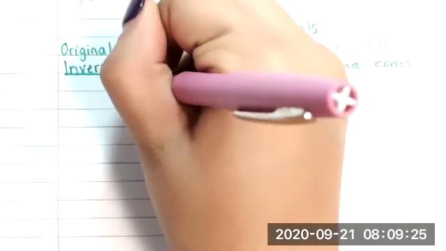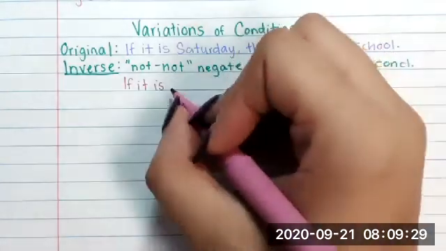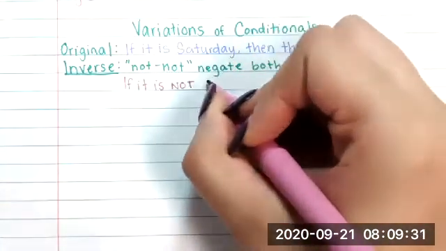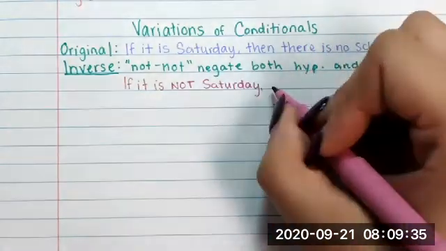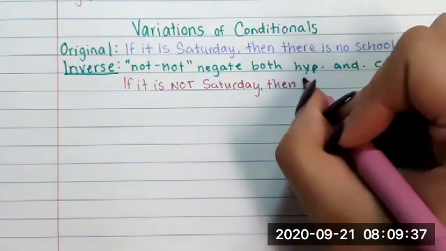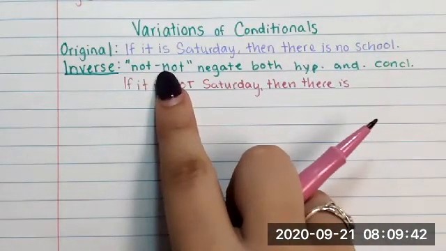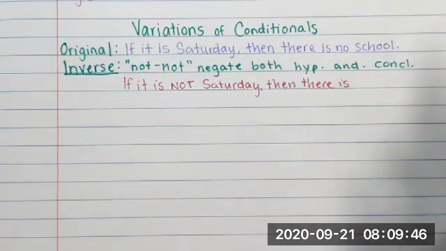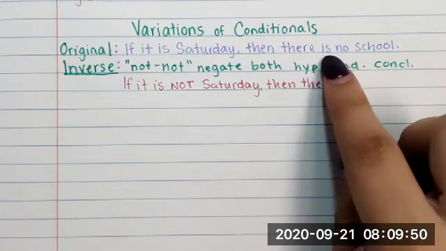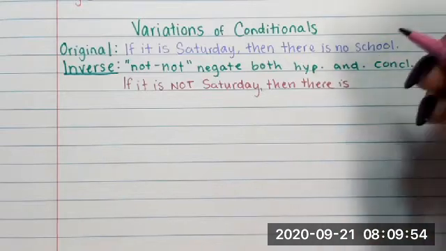if it is not, I got to put that not in there. If it is not Saturday, then there is not no school. Well, I wouldn't really say not no school. So if we're saying originally there isn't school, then we're going to say there is school.